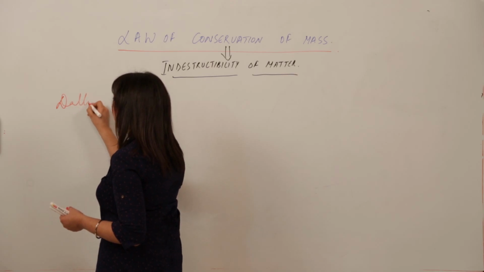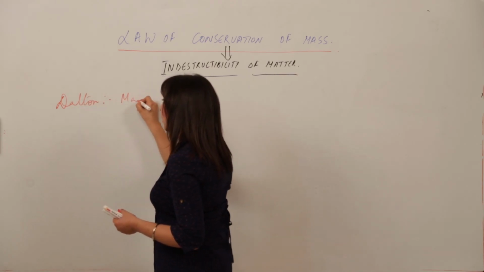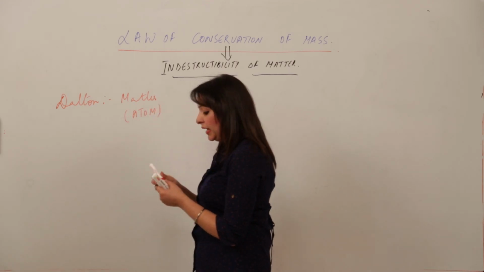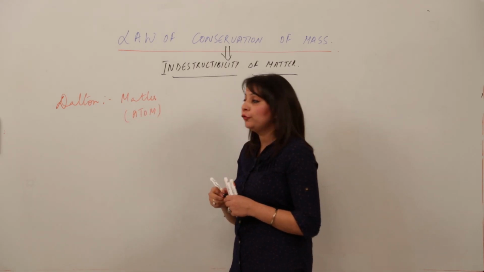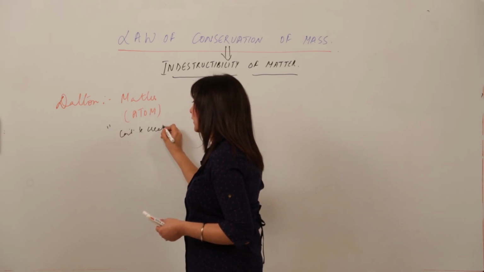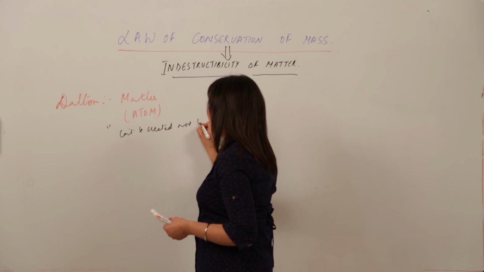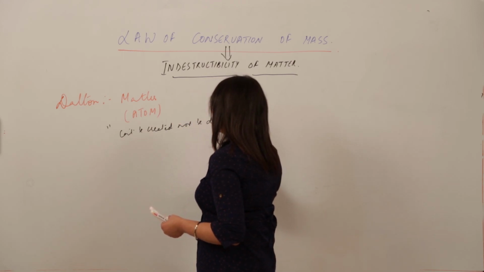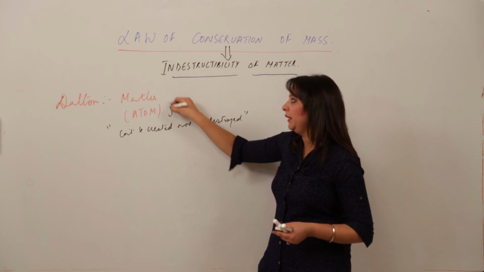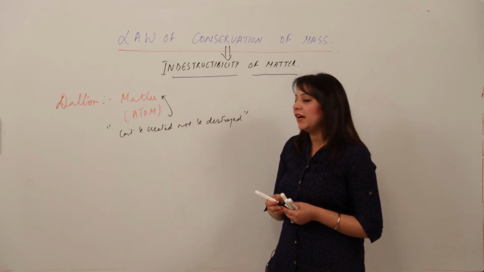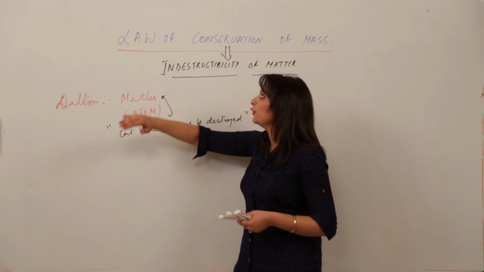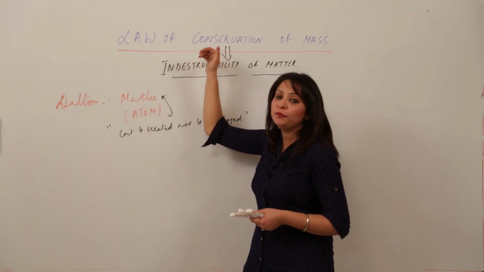Dalton said that matter is made up of atoms. He also postulated and proved that atoms can't be created nor be destroyed. We cannot create an atom and we cannot destroy an atom. So that means it is applicable to matter as well, that matter can't be created nor be destroyed. So this leads to the formulation of the law of conservation of mass.